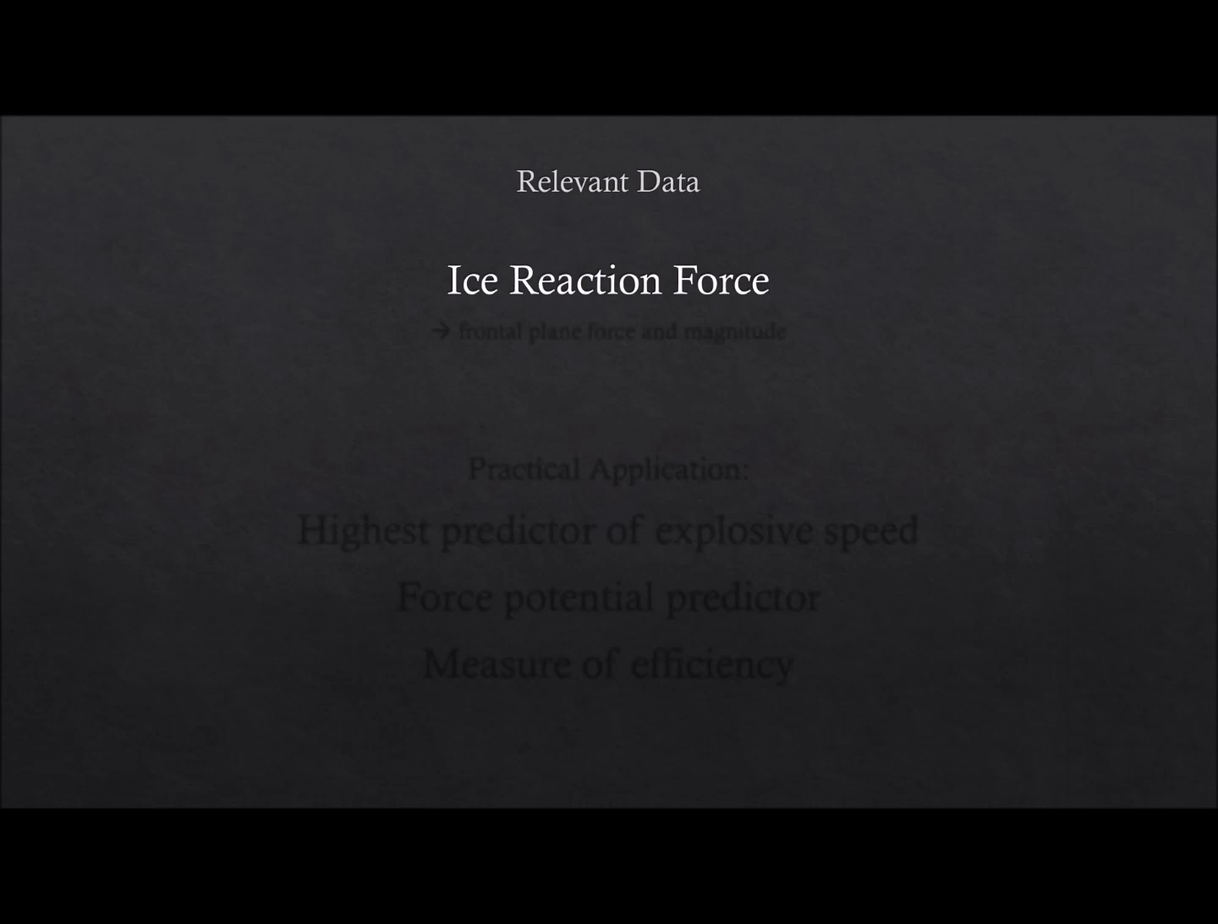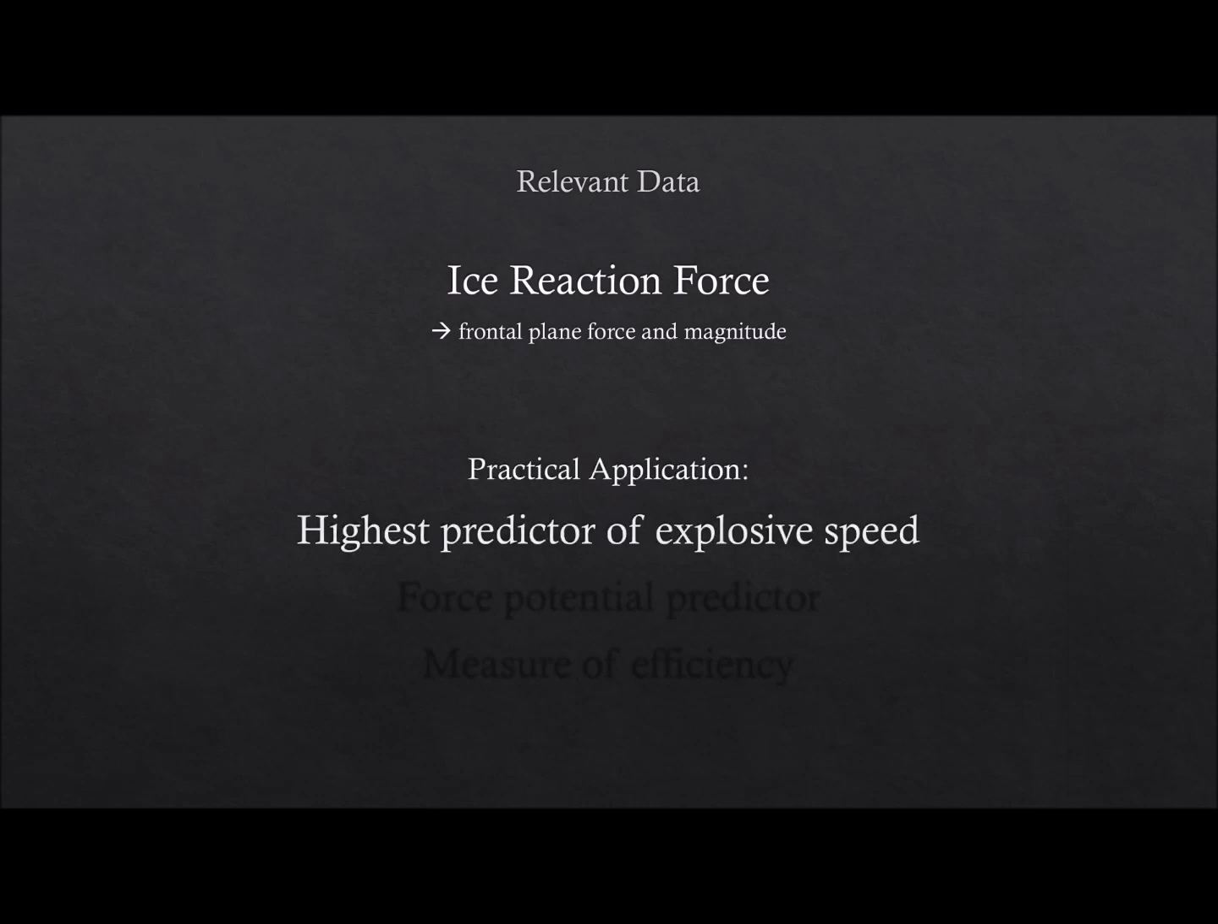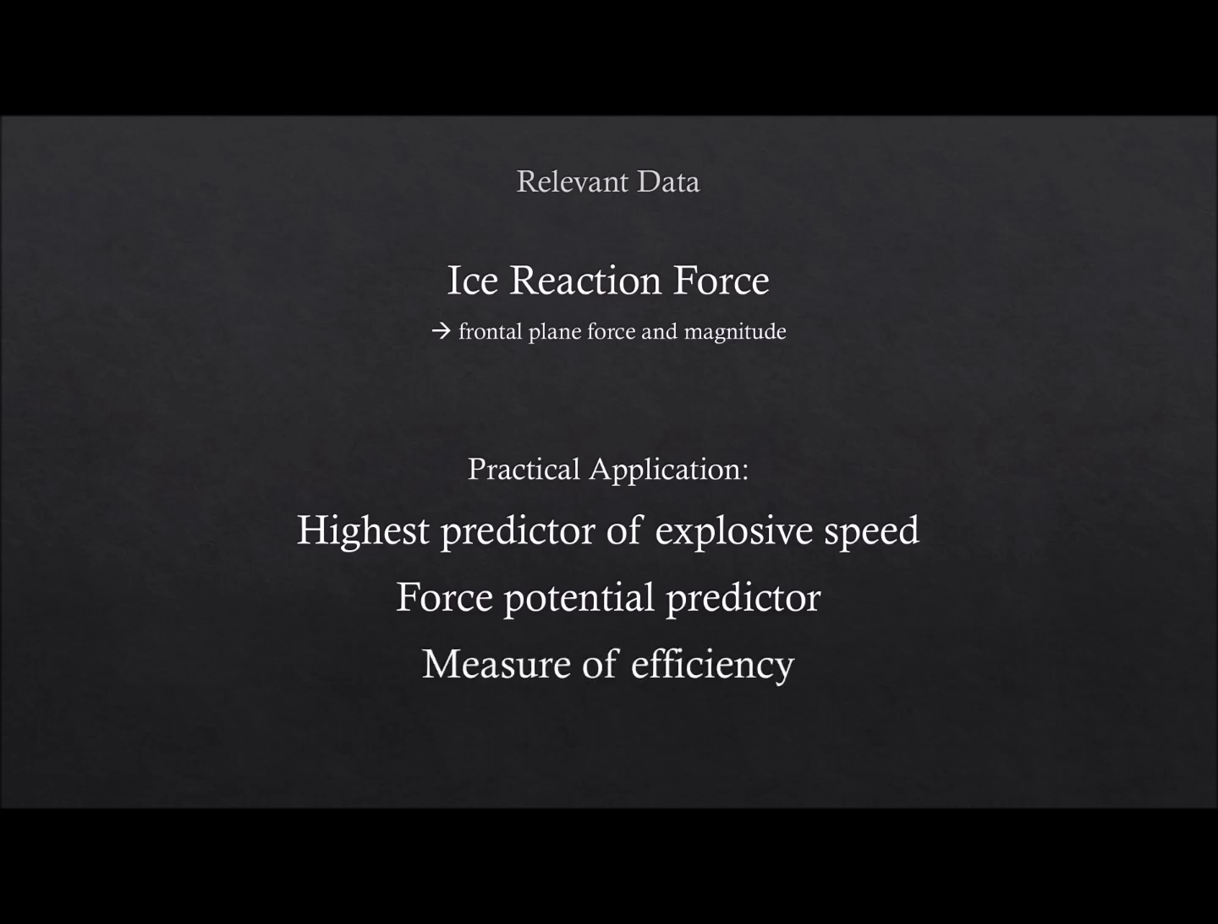Other relevant data, ice reaction force. So we're looking at the frontal plane force and the magnitude. So basically how much energy the player is putting into the ice and thus getting back out of the ice as a reactionary force. Practical applications. This is the highest predictor for explosive speed. So when we see high ice reaction force in players' measurements, we know that they have good quality movement that is going to result in high levels of output of energy. So the force potential predictor comes back to ice reaction force. Again, a measure of efficiency. If we're creating a lot of force in the frontal plane, we know that we have an efficient and stable movement pattern.